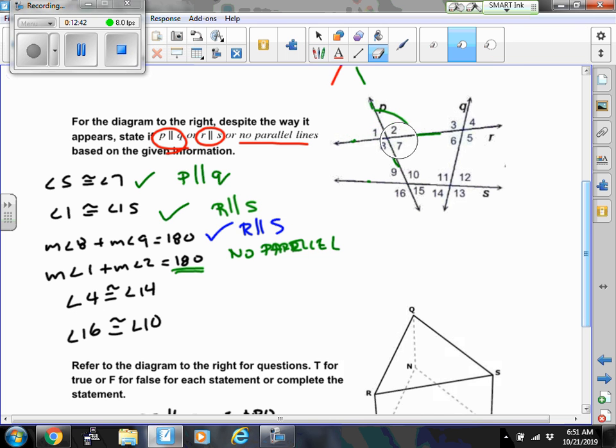Next one is 14 and 4. Again, that one you should be able to get yourself. If you get that correct, that is going to be R and S. So try that one on your own. And then 16 and 10 is going to be the answer, no parallels. So try those last two on your own.